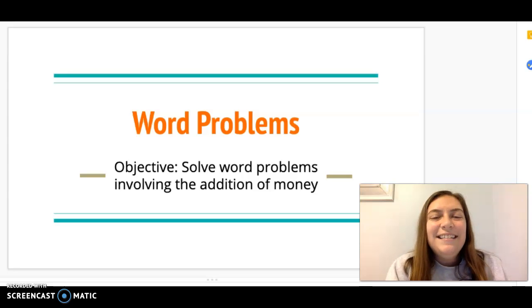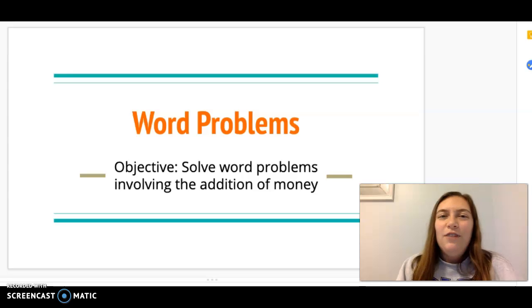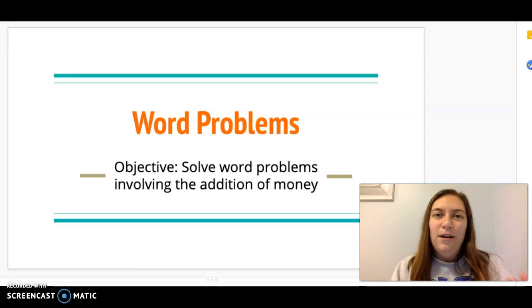Hi, third grade. Today for math, we're going to be delving into word problems. Our main objective today is to solve word problems involving the addition of money. And then we're going to go off on a little tangent and practice writing out amounts of money into word form, and then switching it the other way around too, receiving the word form of money and writing out the numerical form.